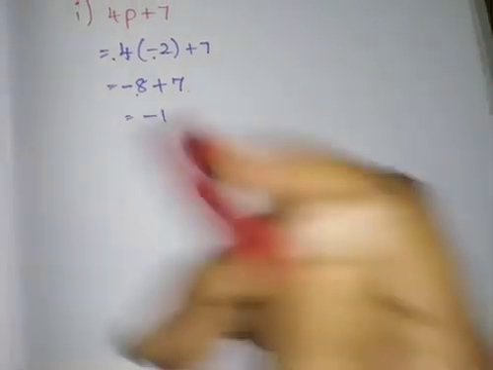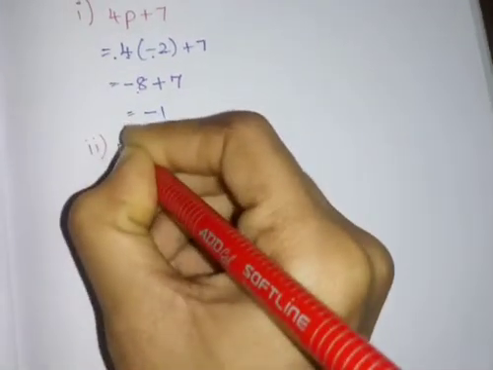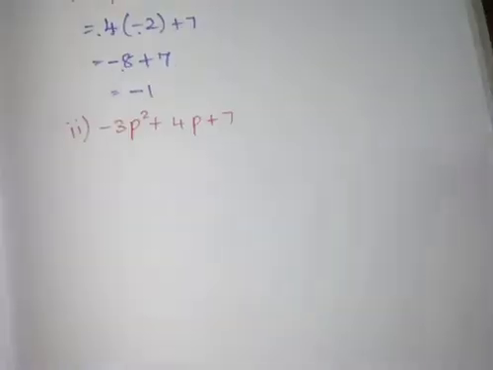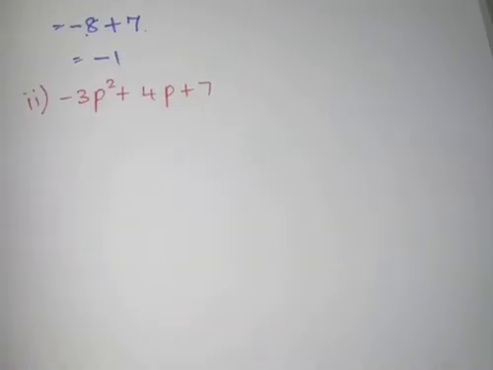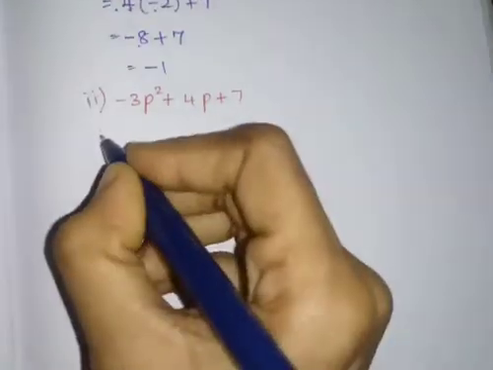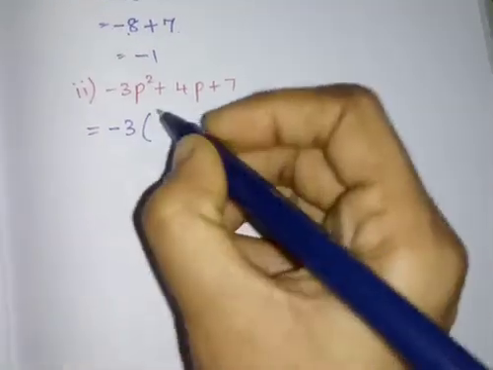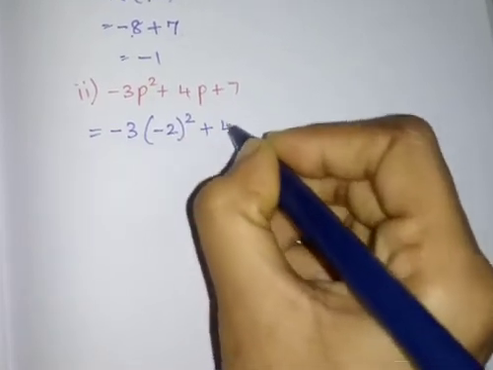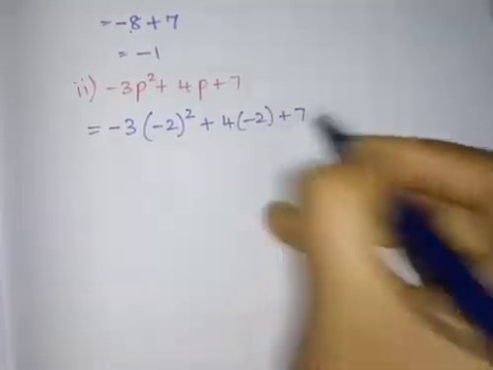Next is your second problem. Minus 3p square plus 4p plus 7. So now minus 3 into p square value. What is the p value? Minus 2 the whole square, plus 4 into minus 2 plus 7.